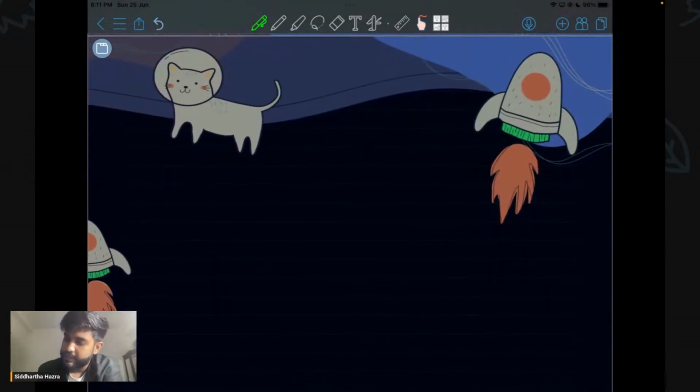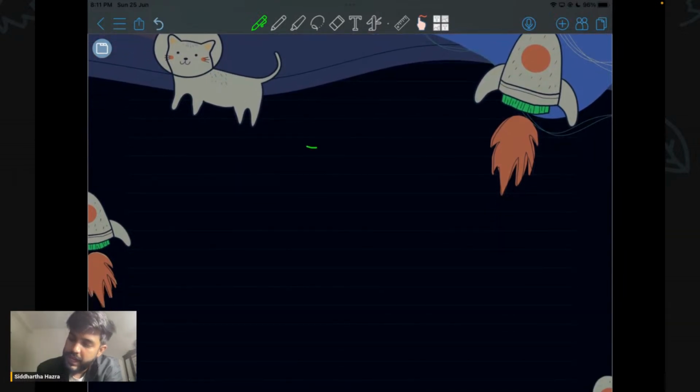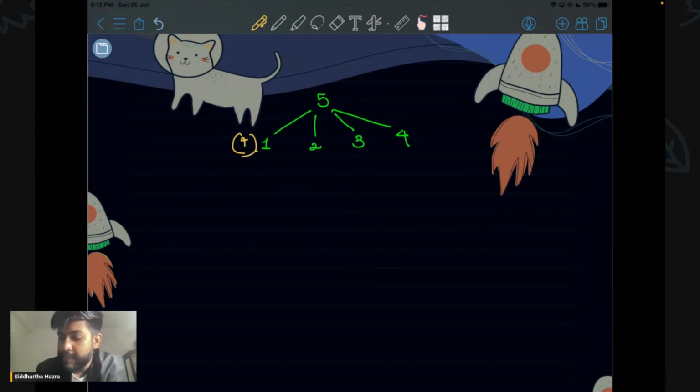Now let's see this graph. Suppose we have a number like 5. First we can start off with 1, 2, 3, 4. Why not 5? Because 5 is already used. How many ways can this be represented? If I use 1 out of 5, the remaining amount would be 4. If I use 2 out of 5, the remaining amount would be 3. Using 3, the remaining amount would be 2. Using 4, the remaining amount would be just 1.